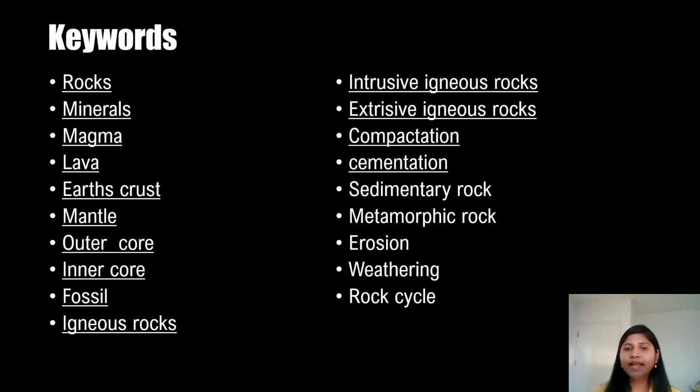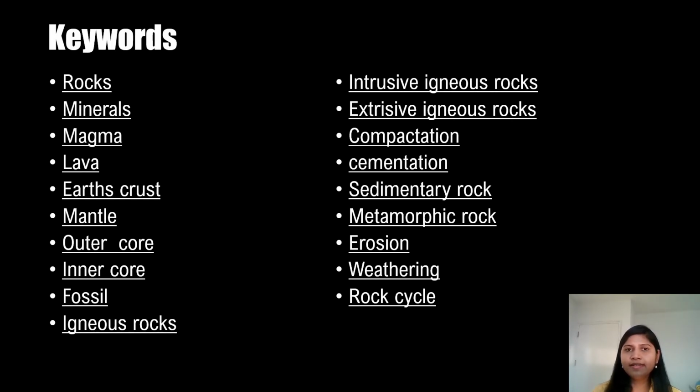Compaction and cementation: these are the two processes involved in the formation of sedimentary rock. This is sedimentary rock. We will see how they are formed and what they look like. Metamorphic rock. Erosion is a process; we will see later on what it is. Weathering is also one of the processes.